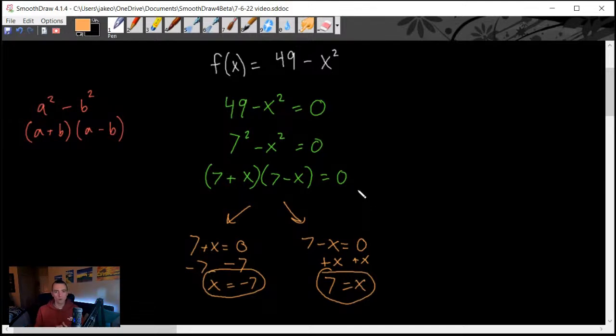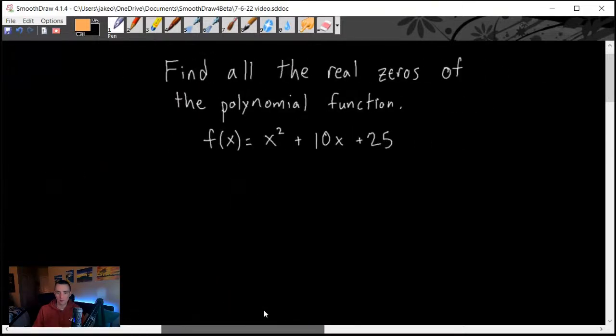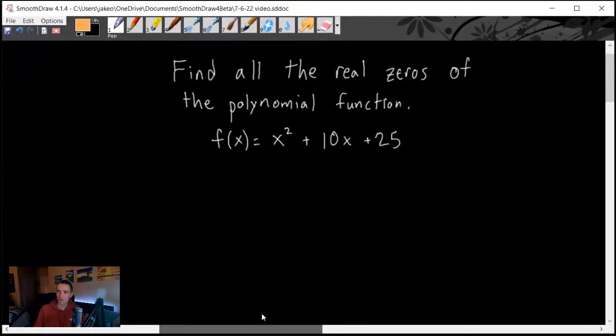So you really want to try factoring if you can. That's going to be the easiest way to find zeros of a polynomial. Now, there are other methods, and I will get into at least one of those other methods shortly, but that was a good example of factoring, specifically using difference of squares, that can be nice.